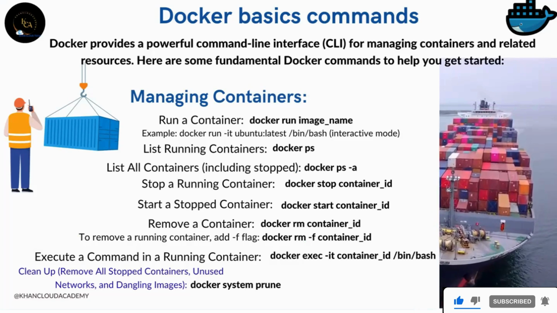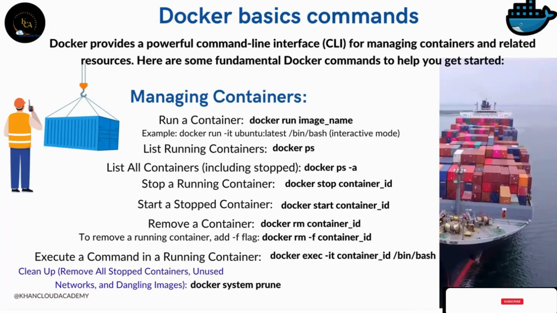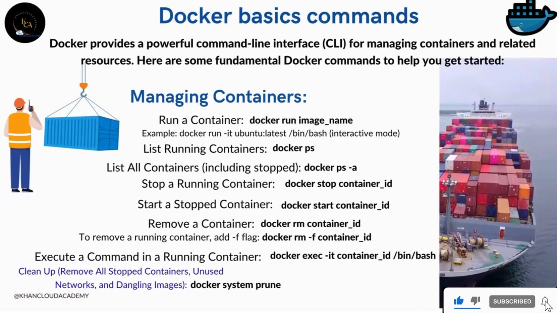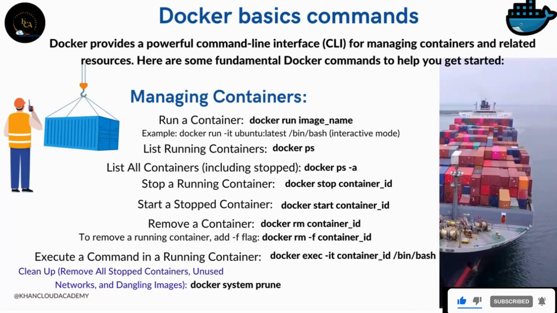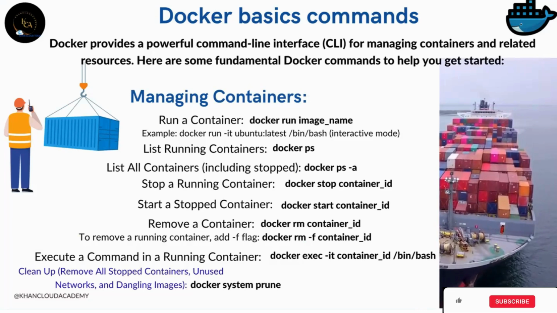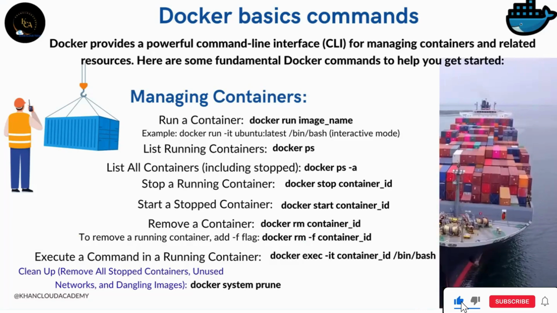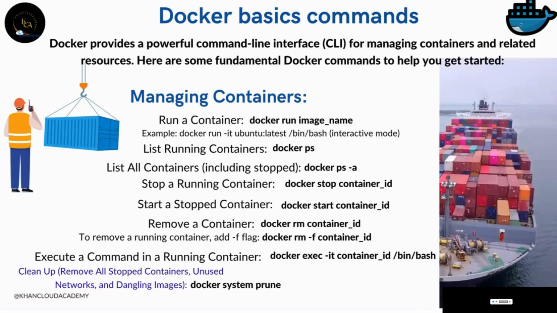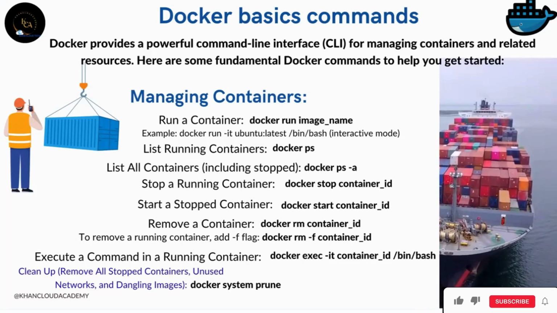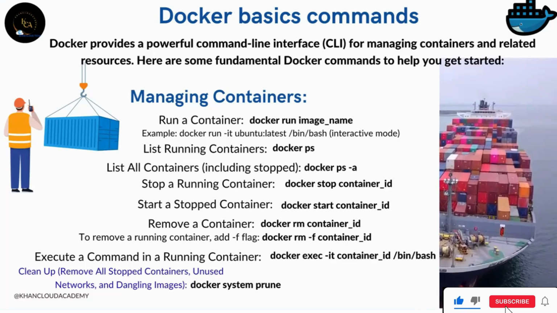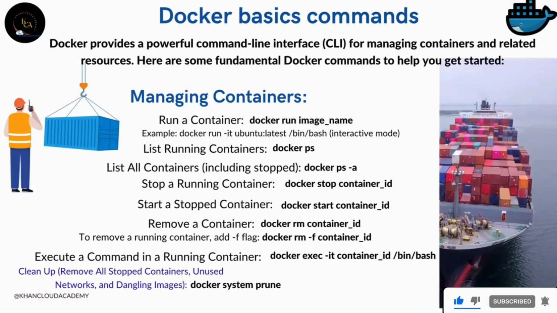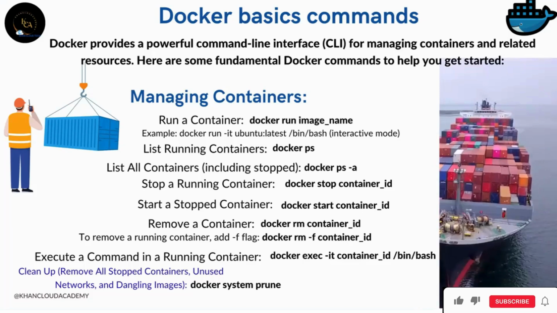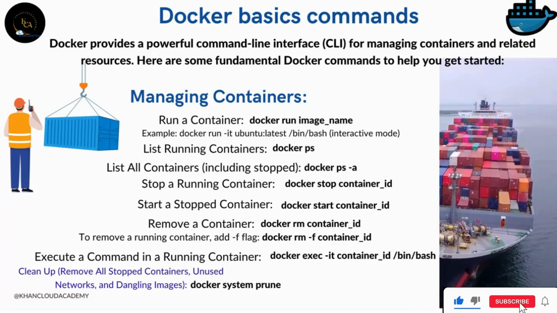To stop a running container, use the docker stop command and give your container ID. Remember, the container ID, not the container name. To start a stopped container, docker start and give the container ID. To remove a container, docker rm container_id. This is very easy. Working on Docker is very easy. To remove a running container, add the -f flag: docker rm -f container_id, and it will remove the container completely.